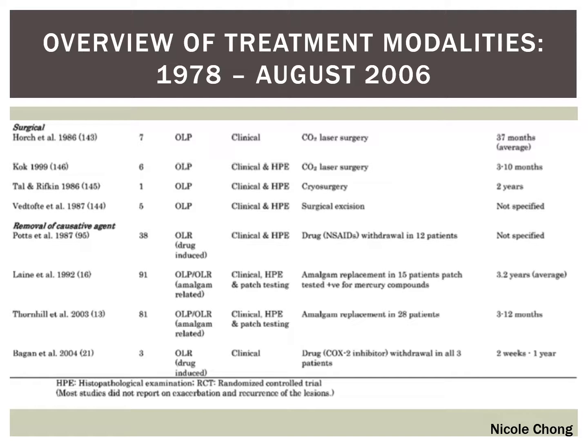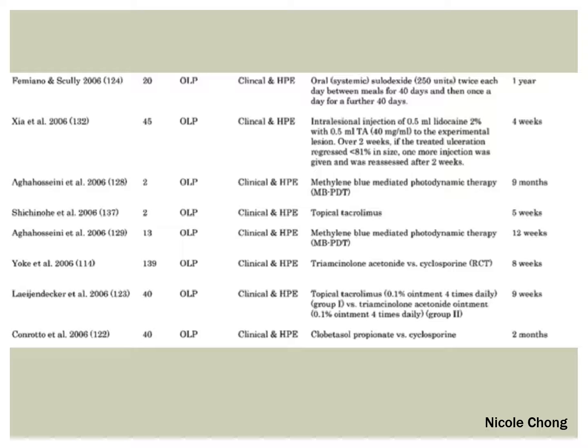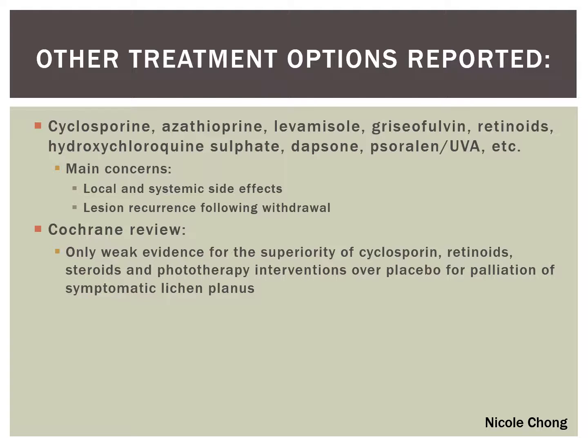There have, over the years, been many treatments available, especially for symptomatic cases. These tables are an overview of a number of treatment modalities used for oral lichen planus from 1978 to 2006. As can be seen, there are surgical treatments, removal of causative agents, such as amalgam, pharmacological non-surgical treatments. Please pause the video if you wish for a closer look. Treatment with cyclosporin and other drugs has been reported.